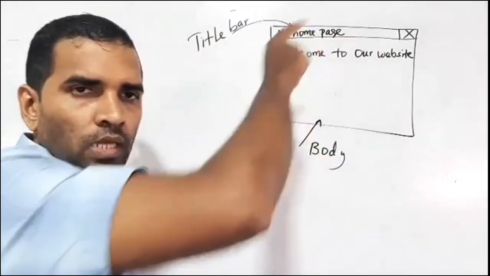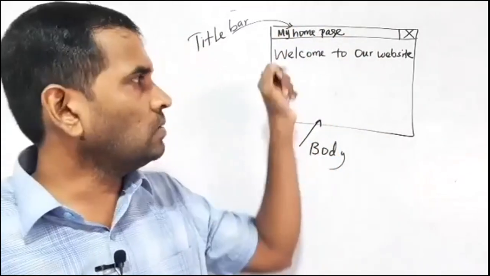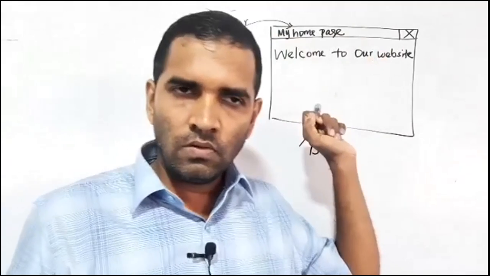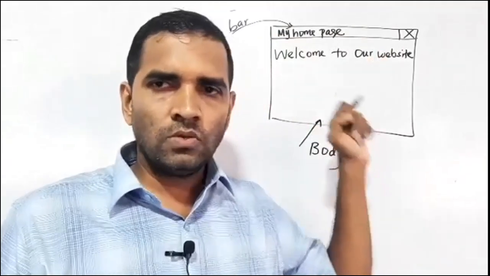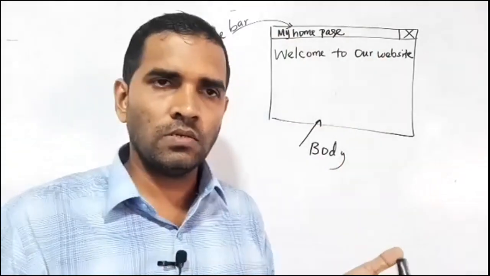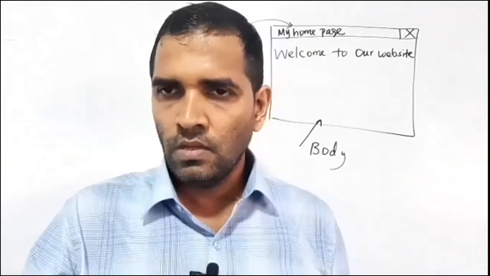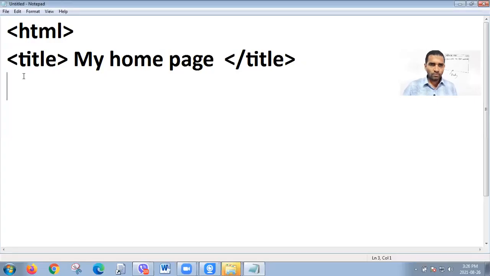We have written the coding to display my home page. Now focus on the body of the web browser. On the body of the web browser, we have to show welcome to our website, right? Welcome to our website. So let's go to the coding again. Now I must show something on the body of the web browser. In order to show something on the body of the web browser, you have to start another tag, body. This is the tag.